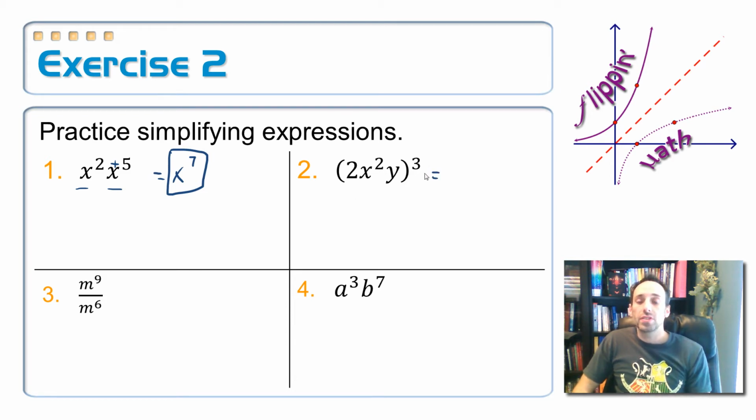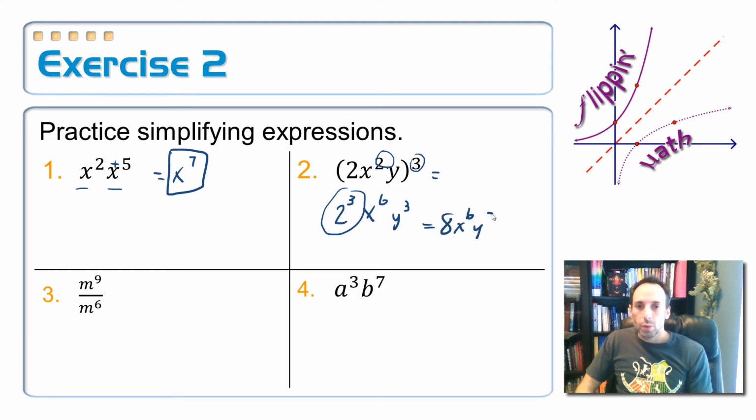everything inside the parentheses that power of 3. So 2 to the 3rd, x to the, this is a power raised to a power, so you multiply them, to the 6th, y to the 3rd. And then I could go ahead and simplify this, because 2 to the 3rd, 2 times 2 is 4, times 2 again is 8, x to the 6th, y cubed. Okay.